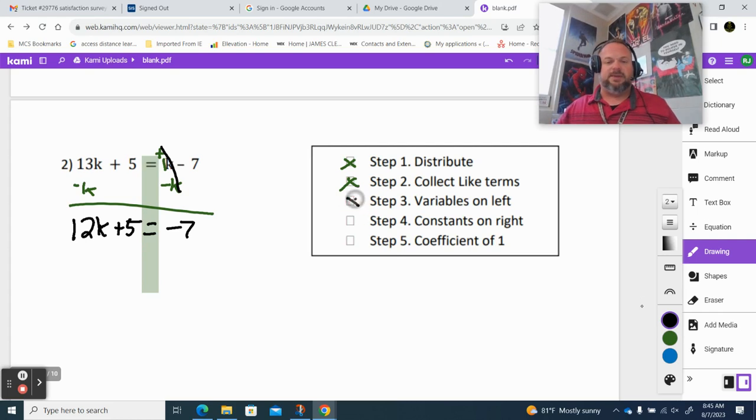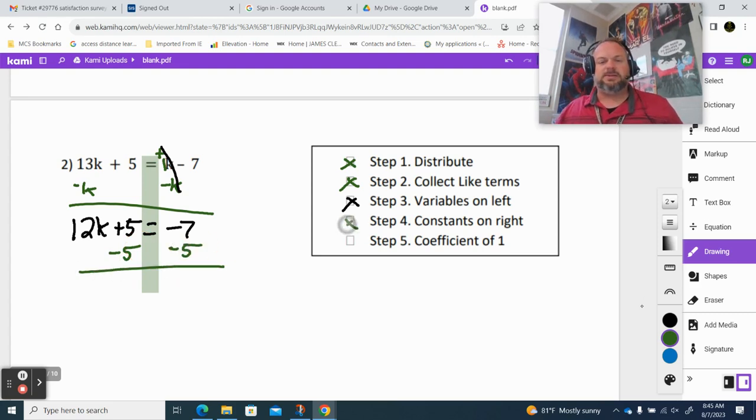So variables on the left, we got it. Now, constants on the right. Have y'all noticed, after one or two steps, we're down to a two-step equation? It's really basically what we did on Friday. It's just like adding a little side quest to the main quest of our thing.